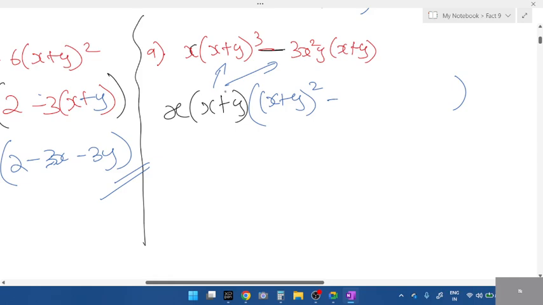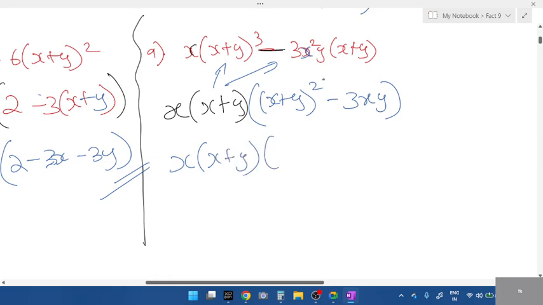Minus will remain as it is. 3 will remain as it is. How many x is getting cancelled? 1 x is left. Y is left. What about x plus y? Both will get cancelled, right? This is the remainder. Now we are not done yet. X plus y. What is the bracket?